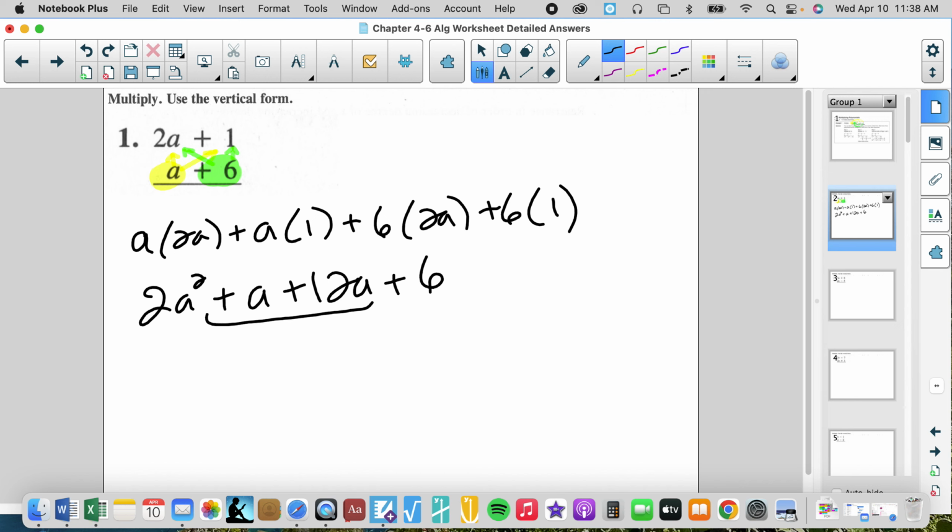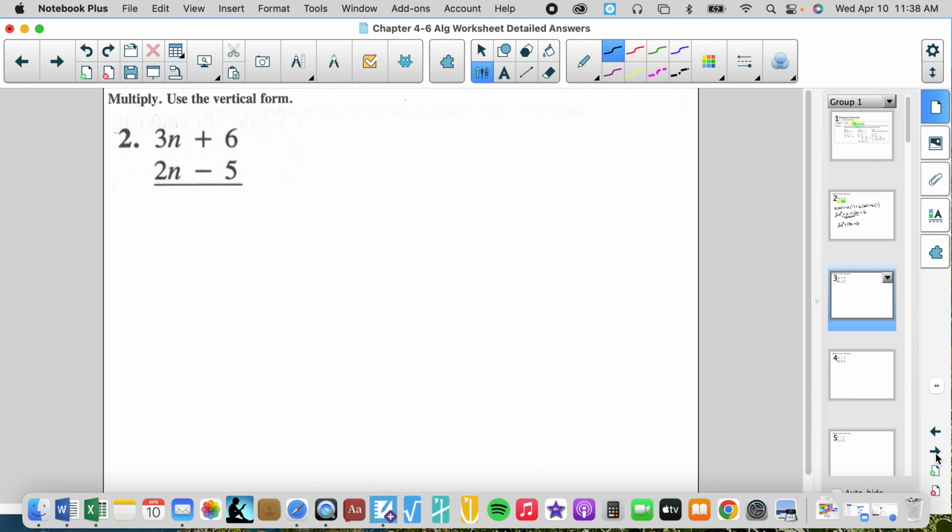We notice that these two terms are like terms. So we're going to combine their coefficients. a plus 12a gives me 13a plus 6. And notice my answer is in standard form. I really don't care for this technique.